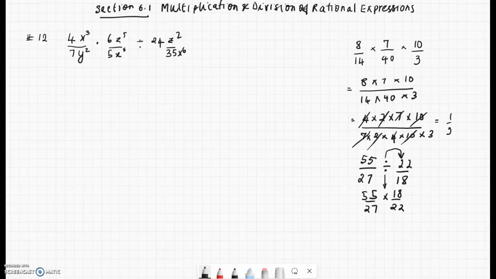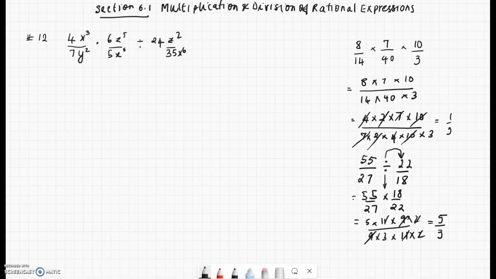And now it's the same thing. It's multiplication of fractions. Break down into factors, which means factor the numbers. 9 times 2 is 18, over 9 times 3 is 27, and 11 times 2 is 22. Cancel common factors. Everything cancels. We're left with 5 in the numerator and 3 in the denominator.